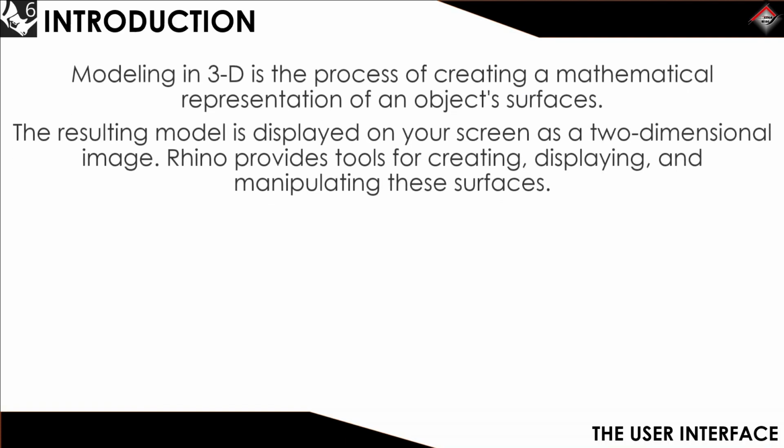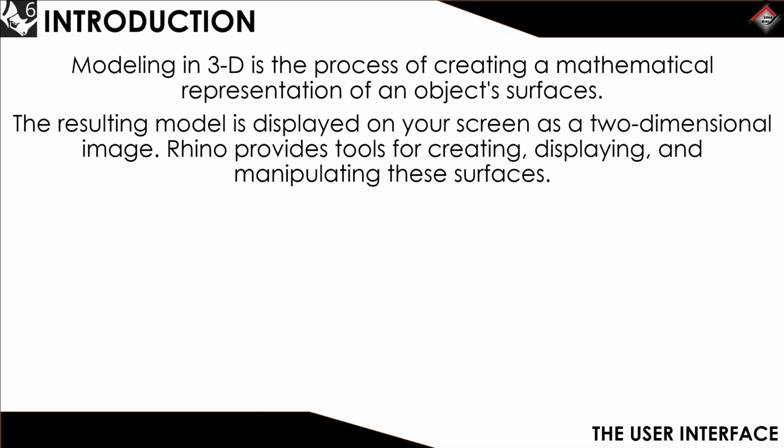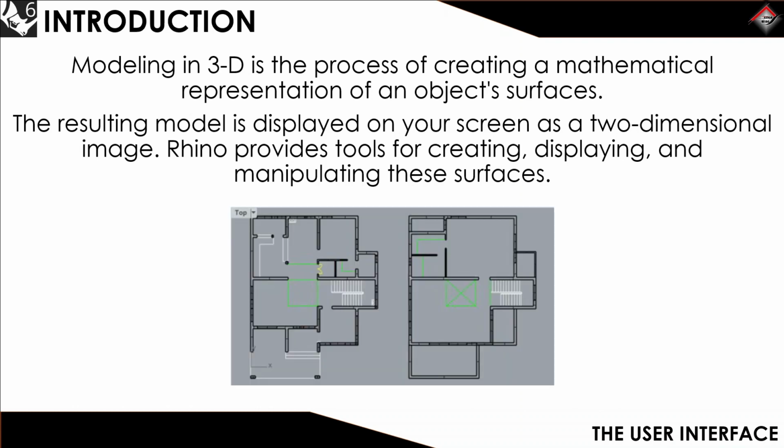Modeling in 3D is the process of creating a mathematical representation of an object's surfaces. The resulting model is displayed on your screen as a two-dimensional image. Rhino provides tools for creating, displaying, and manipulating these surfaces.